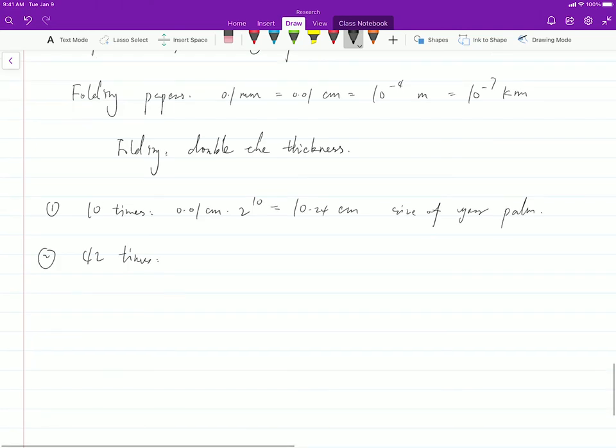I'm going to use kilometer as the unit because it gets bigger. Okay, so starting from here, do it 42 times. What do we have? 10 to the negative 7 multiplied by 2 to the 42. It gives you 439,804 kilometers. If you just fold that thing 42 times, which is not many times. Suppose it takes you 1 hour to fold each time. That only takes you several days. Okay. Do you know how long that is?